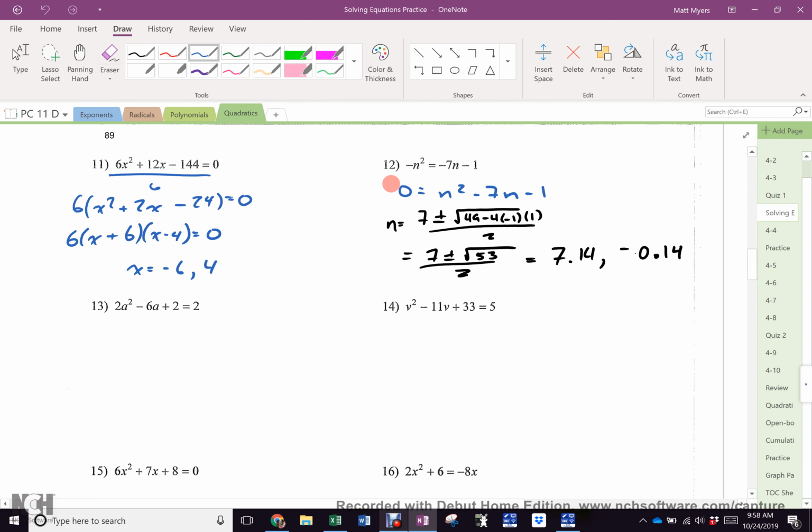Yeah, right. So in this one, I would get rid of those because they're both on opposite sides of the equation. 2a squared minus 6a equals 0. Factor that. 2a comes out. A minus 3 equals 0. A equals 0 or positive 3.